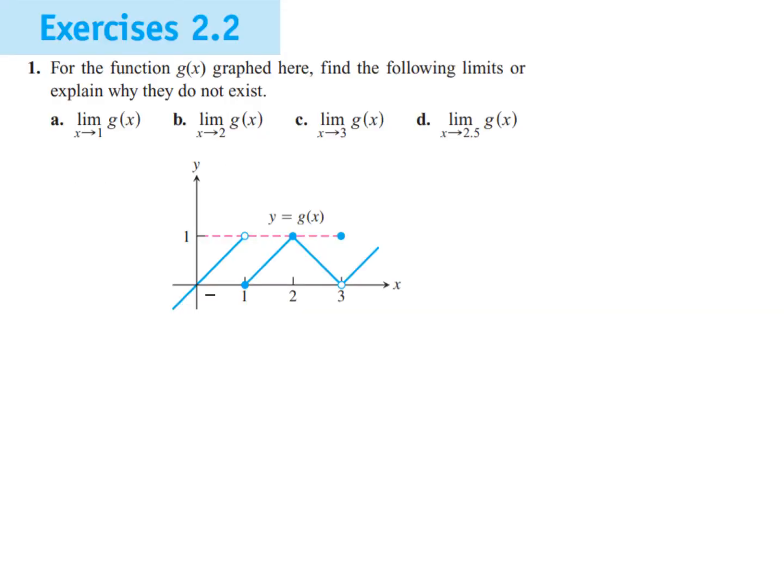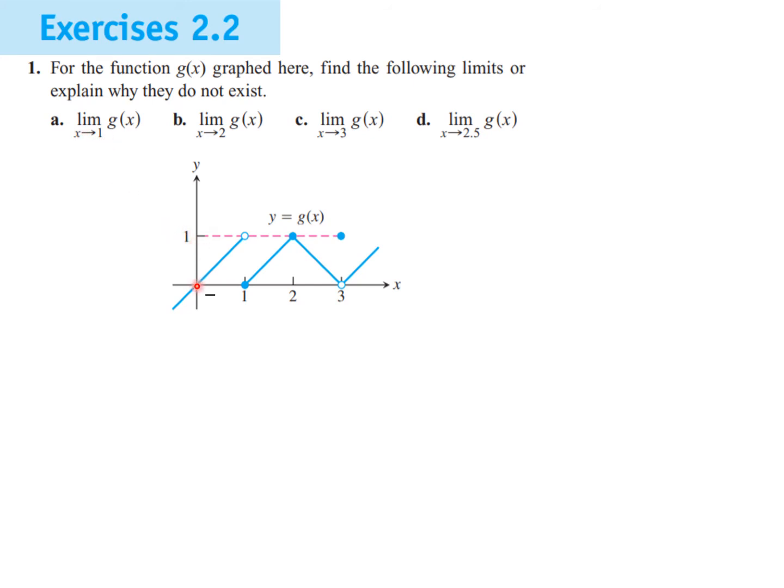Next, we're going to have to find the limits of the function g of x, which is a piecewise function, as we see over here. We want to find the limits of the function when x approaches 1, when x approaches 2, when x approaches 3, and when x approaches 2.5. So let's take them one at a time. For part A, we want x approaches 1.